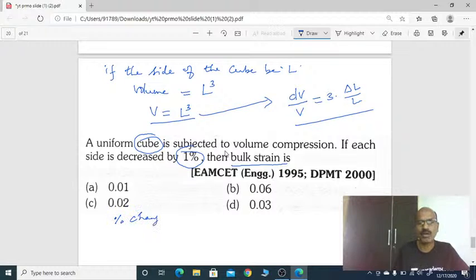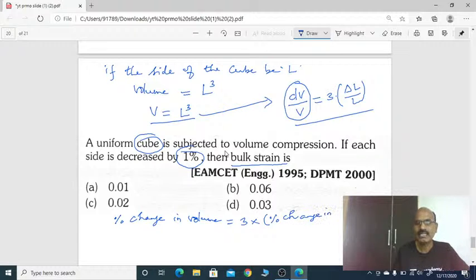Now percentage change in volume. Percentage change in volume will be, how much is given? Percentage change in volume is 3 into change in length by original length. That means 3 times the percentage change in length. That's what we got. Now V equals L cube, so dV by V, the percentage change in volume, equals thrice the change in length by original length.